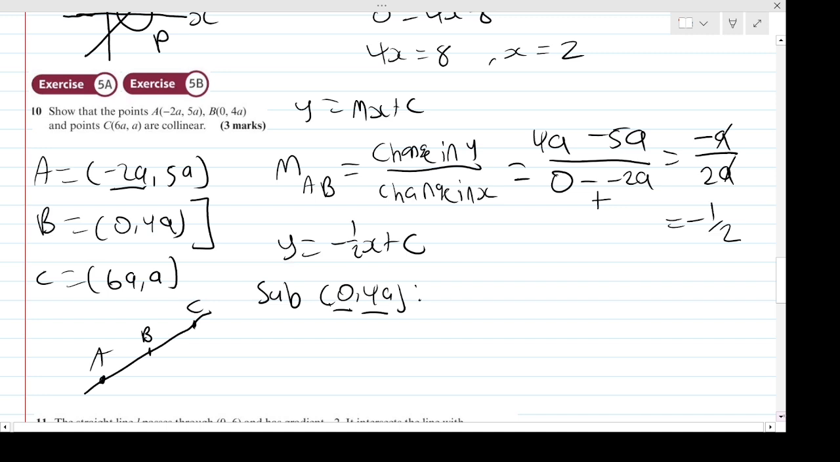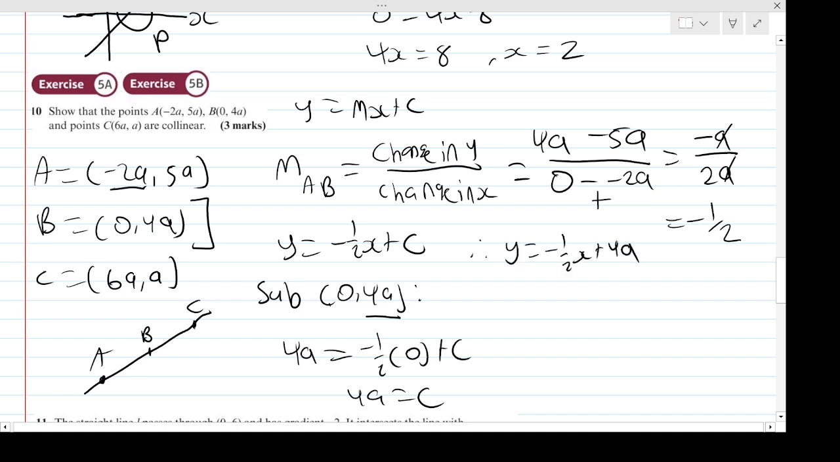So, x is 0, and y is 4a. That means 4a for y would be minus a half of 0 plus c. Now, if this is 0, this whole thing goes to 0, so we're simply left with 4a equal to c. There we are, that's our c value. Our y-intercept is 4a. Therefore, overall y is minus a half of x plus 4a. So that's our equation of the line, the equation of the line through AB.